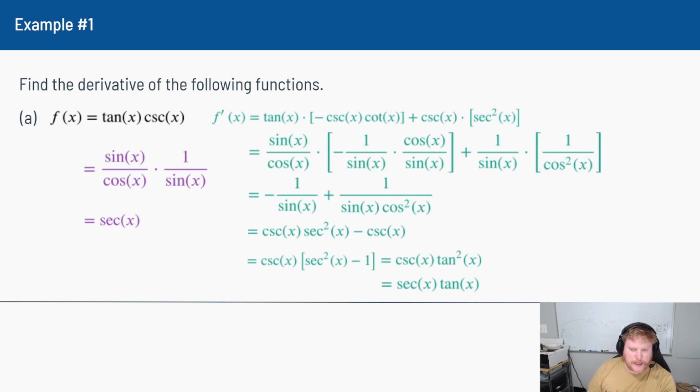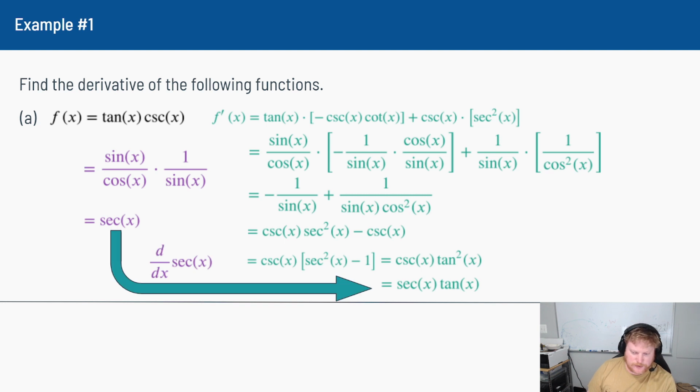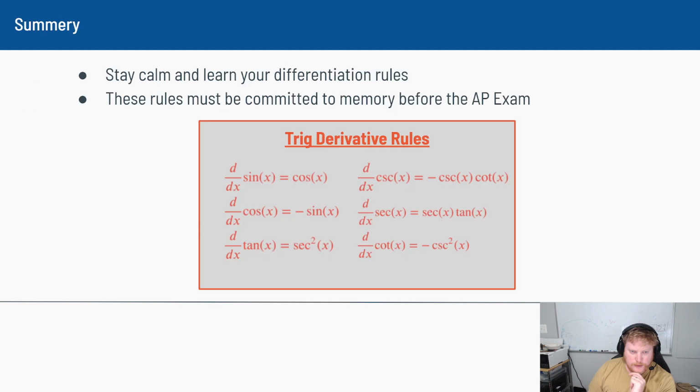And if we think about our derivative rules from the previous page, the derivative of secant is just secant tangent. Okay, so 2 ways to get from the beginning to the end. One obviously a lot shorter than the other, but both very valid processes.